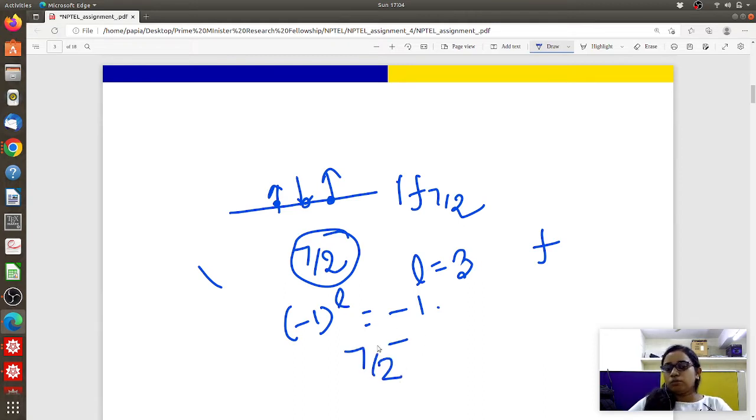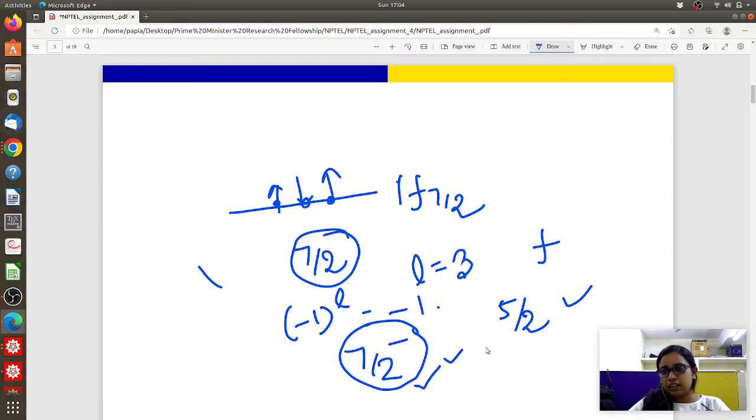The main problem arose because in that question the given correct answer was 5/2. So I asked the professor that it should be 7/2 minus. He said that it is a typo, and they will reevaluate with the value of 7/2 minus. So it is absolutely correct that it should be 7/2 minus. I am giving this explanation for your reference, and we will go ahead with this week.